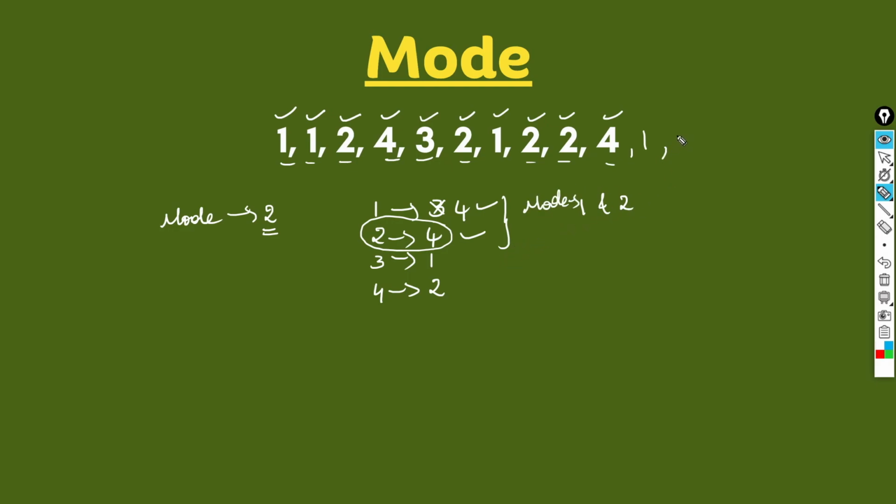Similarly, if we add 3 times of 3 to this data, so frequency of 3 becomes what? 4. That means all 3, 1, 2 and 3 are repeated 4 times. So the mode becomes 1, 2 as well as 3. Like this, the observations whose frequency is the highest are the mode of the data.